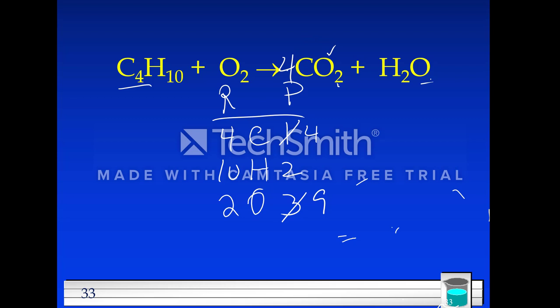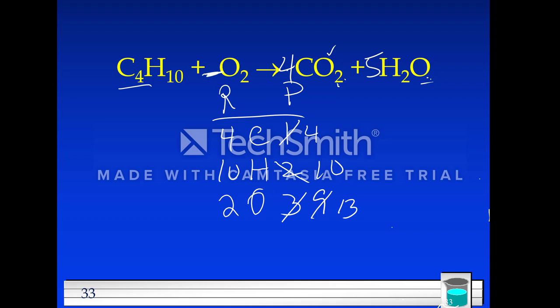So I'm going to fix the hydrogen by putting a 5 in front of H2O. That gives me my 10 hydrogens. But it makes my oxygen 5 here and 8 there is 13. So now I'm down to the point where I have to fix oxygen. If you look, it's 2 on the left-hand side and 13 on the right-hand side.